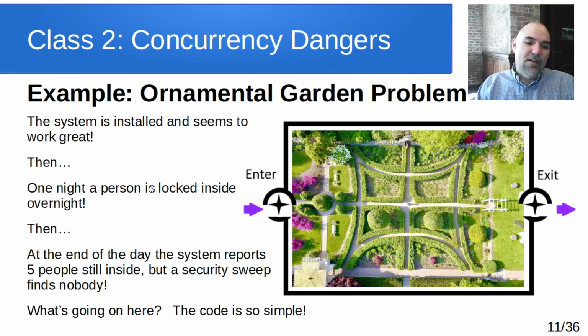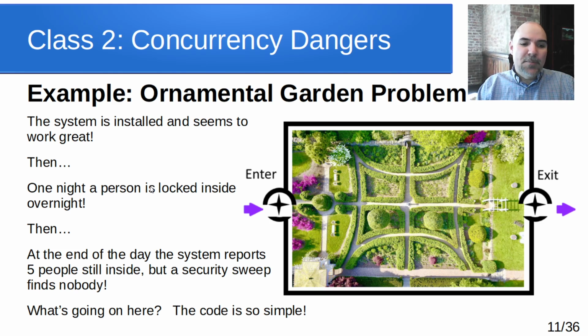And then a few days later, at the end of the day, the system reports 5 people inside, but the security sweep doesn't find anybody. And then maybe a week later, the system reports there's -1 person inside. So one more person left than came in. Did the gate magically spawn a person at a spawn point? No, there's got to be something wrong with the system.